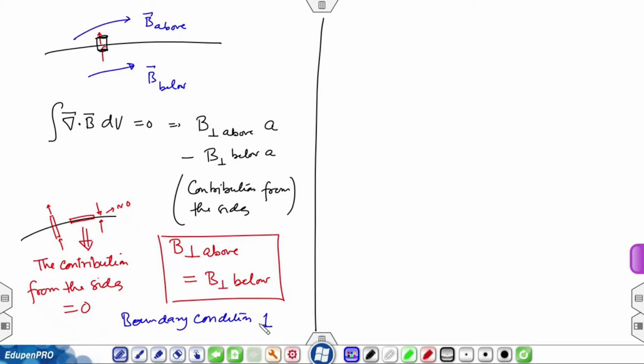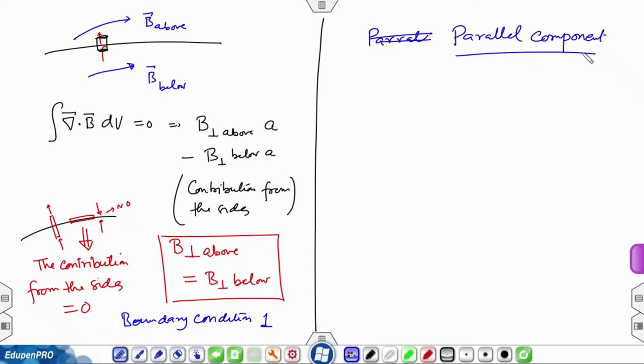Recall that in electric field, it is the perpendicular component that changes discontinuously because of the surface charge. Here, the perpendicular component of B remains continuous, again because of the divergence theorem. In E also, it was the divergence theorem that gave the discontinuity in the perpendicular component. Now, I want to focus on the parallel component.